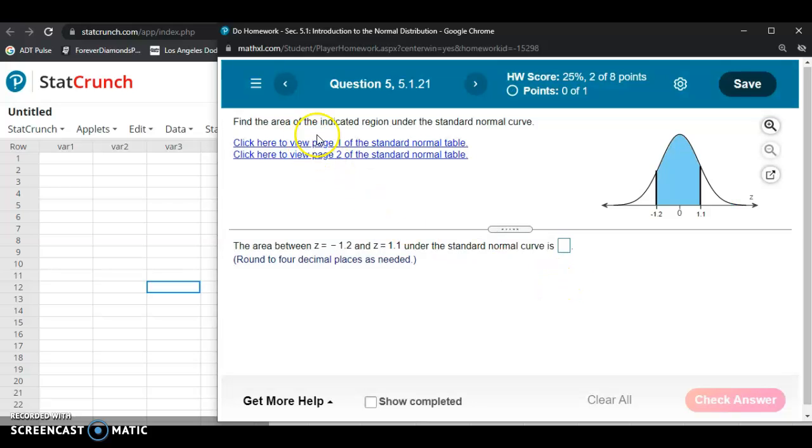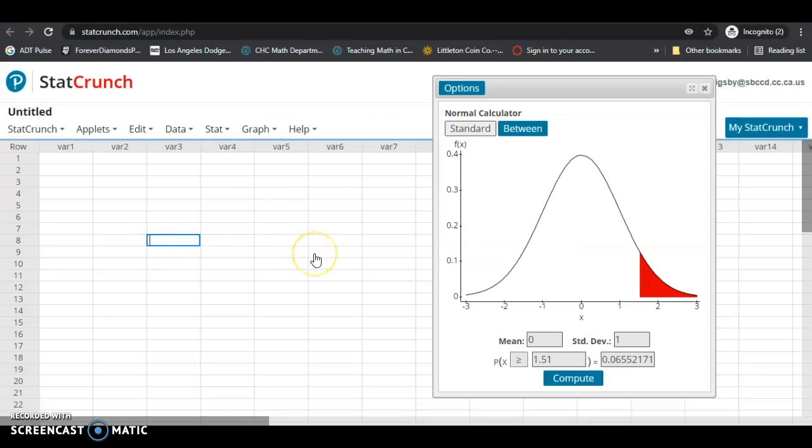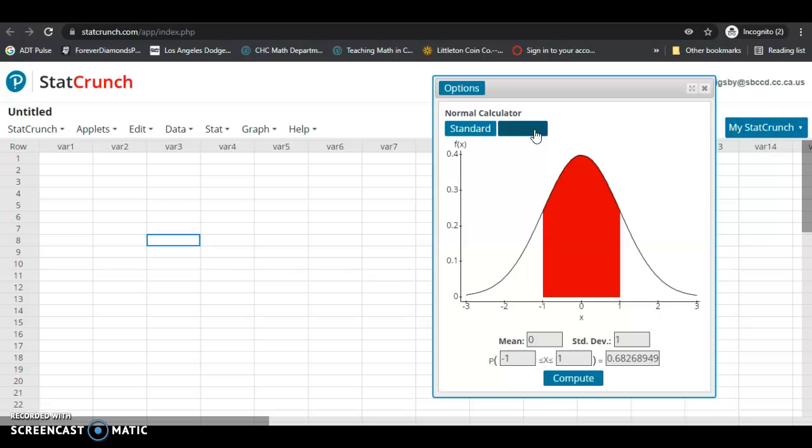Now we're going to find the area of the indicated region under the standard normal curve, between these two values. We're still dealing with z-scores. We have negative 1.2 and 1.1, so we have the area between those two z-scores inside the normal curve. The area between z equal to negative 1.2 and z equal to 1.1 under the normal curve is blank.